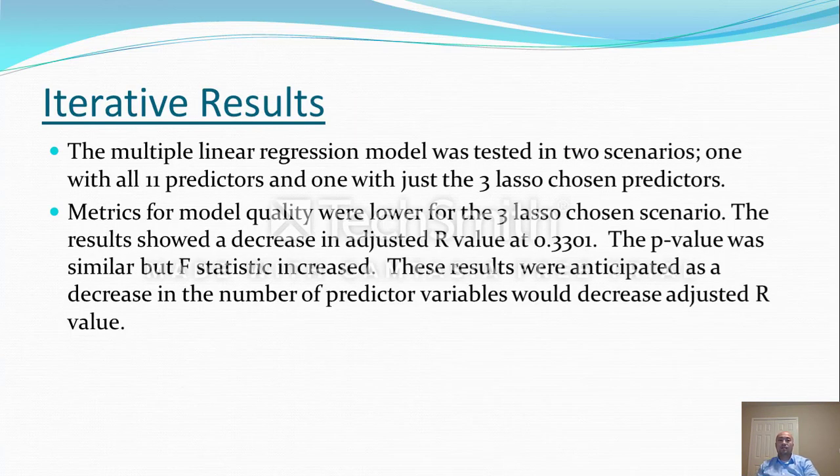In the iterative results section, the multiple linear regression model was tested in two scenarios, one with all 11 predictors and one with just the three lasso chosen predictors. Metrics for the model quality were lower for the three lasso scenario. The results showed a decrease in adjusted R-squared value at 0.3301. The p-value was similar, but the F statistic increased. These results were anticipated, as a decrease in the number of predictor variables would decrease the adjusted R-squared value.